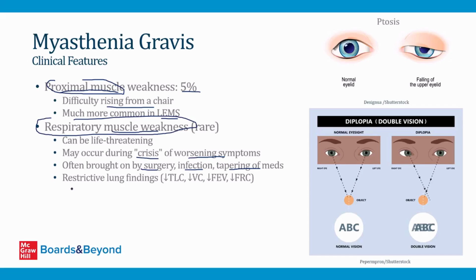Importantly, for your Step 1 exam, you want to remember that any type of respiratory muscle weakness is going to lead to restrictive lung findings, which I talk about in detail in the pulmonary section. But in restrictive lung conditions, you have a fall in the TLC, the vital capacity, the FEV, the FRC, all the volumes and capacities listed here. And this is something that's likely to come up on your exams. It's seen in any person who has respiratory failure from respiratory muscle weakness, including patients with MG.